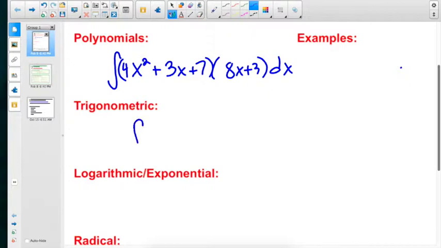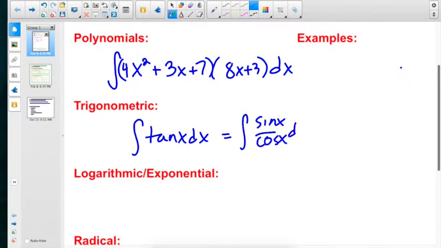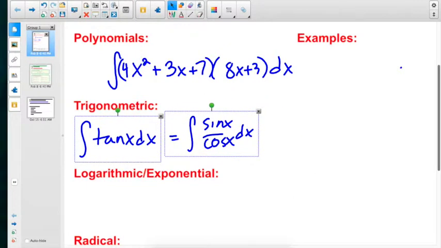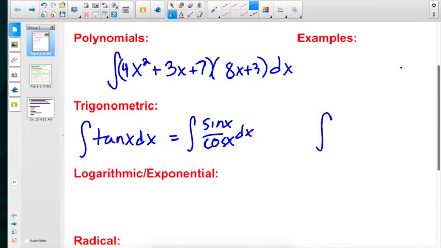A trigonometric, I always go back to this example only because I see it on a lot of tests, on a lot of AP tests. Rewriting tangent as sine over cosine. There's where that rational expression comes in. Those are always really good for U subs. In addition, here's another good U sub for trig.